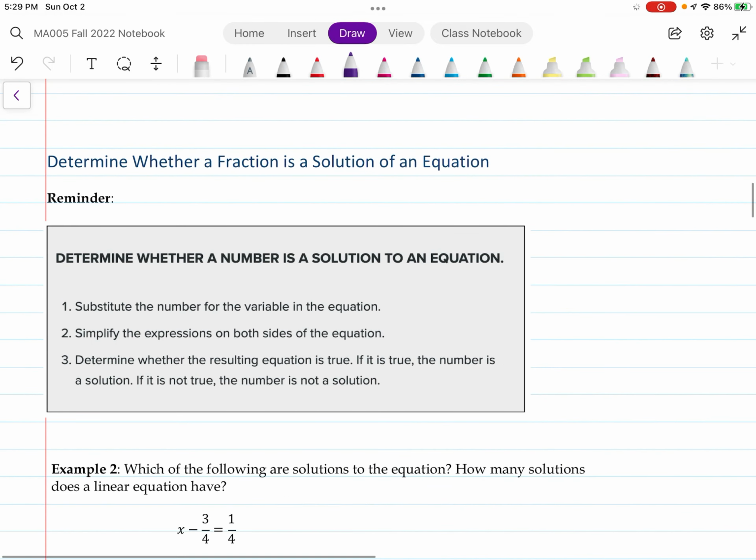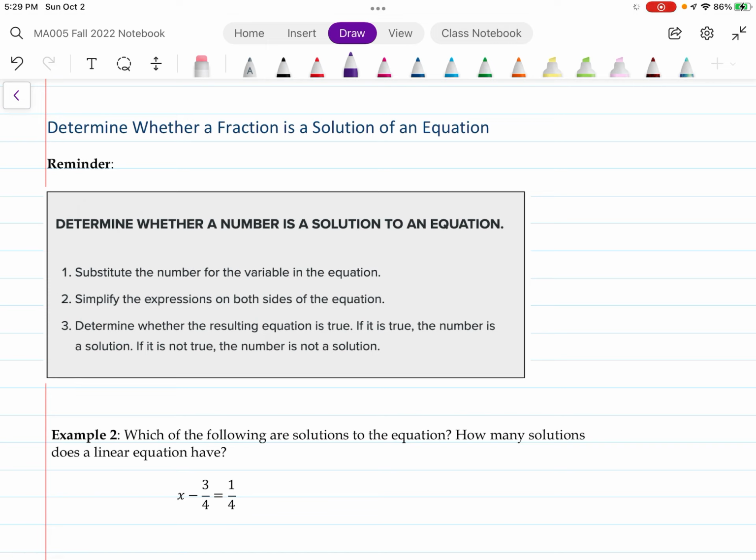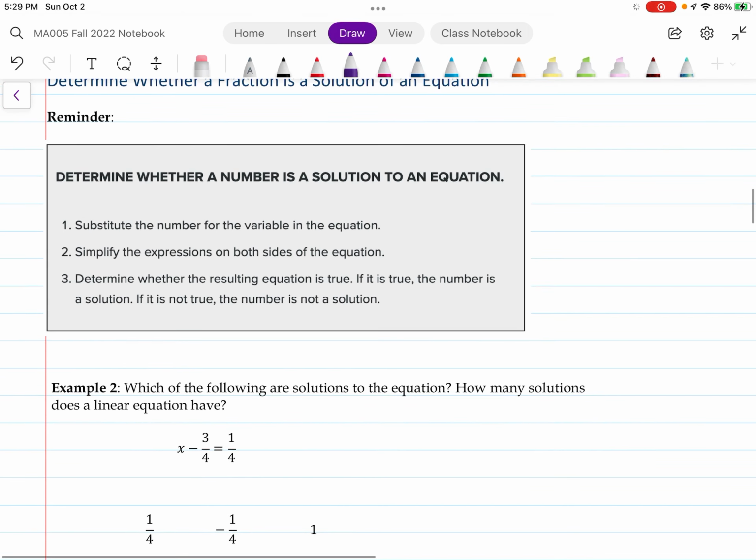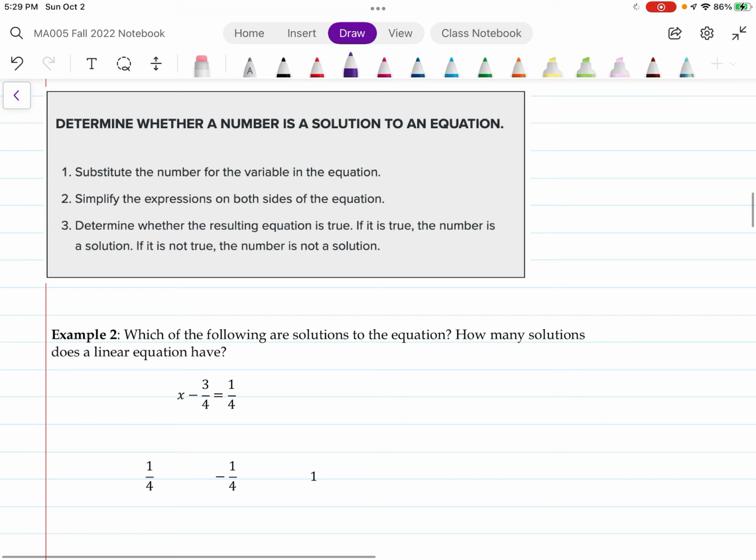So first we're going to look at determining whether a fraction is a solution. We do this first every time because this is how you check your work. Make sure you remember that in order to check, you have to put your solution back in. We've done this before, so this is just a reminder. Substitute the number for the variable in the equation and then simplify both sides and decide if it's true or not.